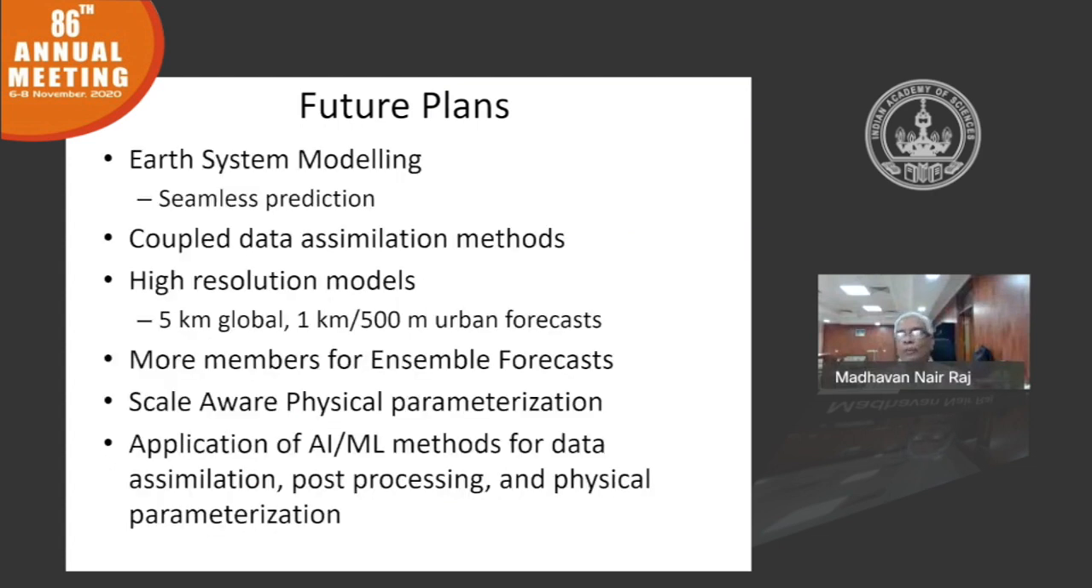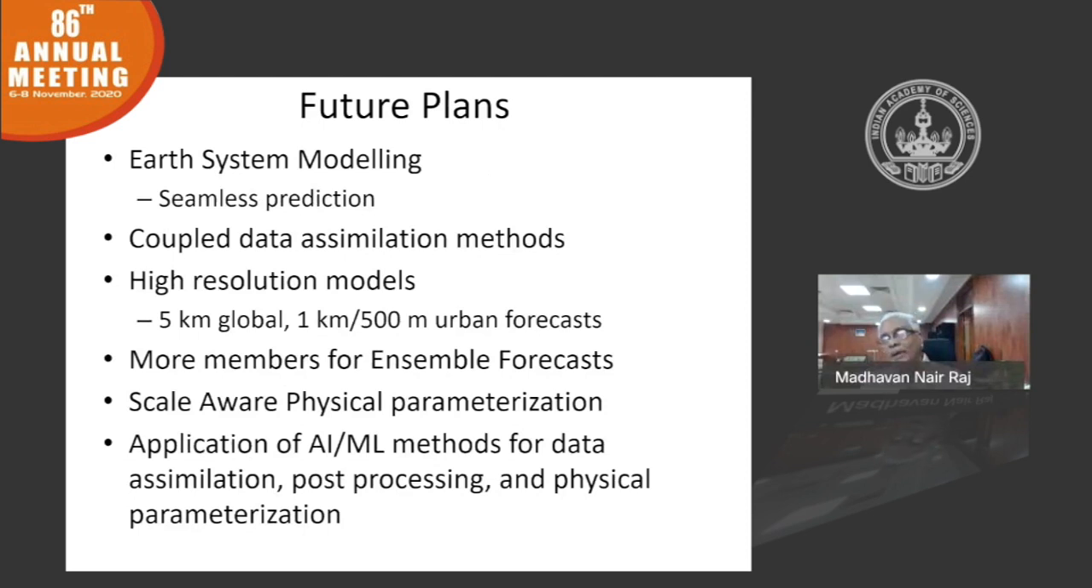And of course, we are talking about our S-system modeling, not only atmospheric modeling but ocean modeling separately, and seamless prediction. Coupled data assimilation is the new area where we are working. And we are going to bring a high resolution model. By next year, we will have a 5-kilometer global model. And also we'll have a 1-kilometer urban forecast model. And we'll have more members for ensemble forecast, and we'll scale our physical parameterization.